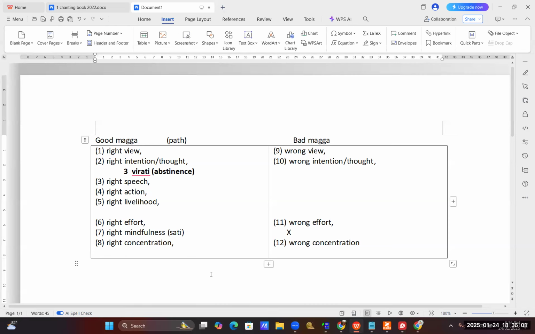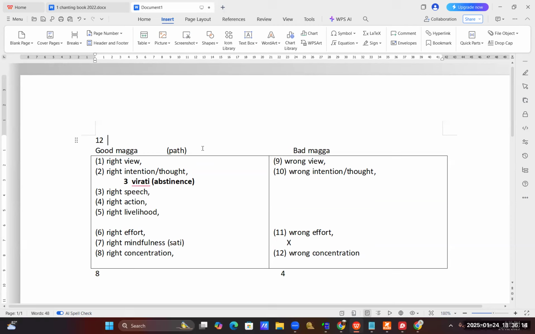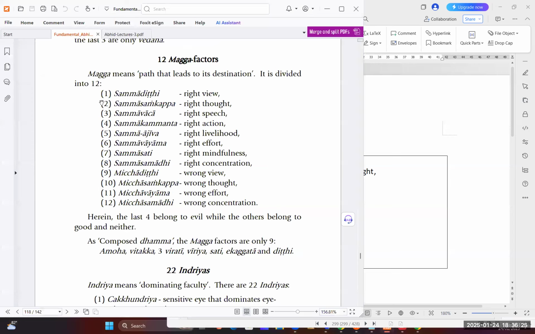So that's why here you have only 8, and this side you only have 4. So if we combine, you have totally, we call it 12 of them, right? 12 magganga. So 12 of them here. Okay, so this will explain the question why you have 8 for the good one and 4 for the bad one, wrong one. Okay. So the last 4 belong to evil, while the others belong to good and neither.